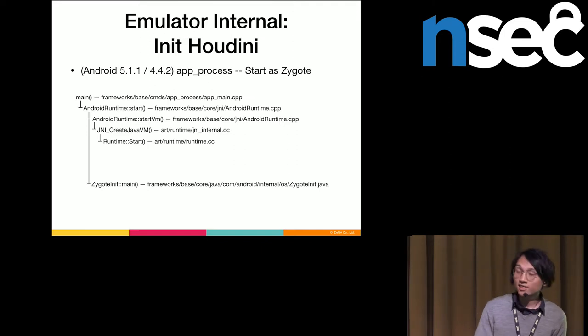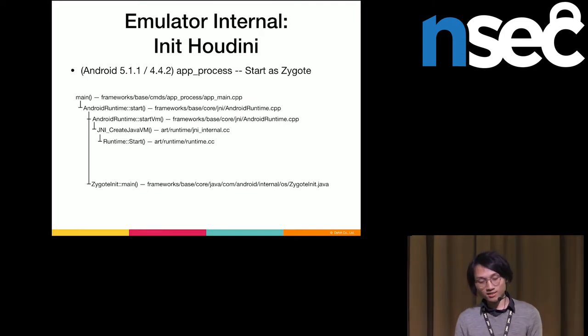Again, this is how zygote starts. This is common for both Android 5 and Android 4, which are used on these commercial emulator versions. I won't go into detail of this call stack, but note that Houdini still hasn't interacted with this part yet. And after the application startup request from Activity Manager is received, the zygote forks itself, and it's here that Houdini is initialized.